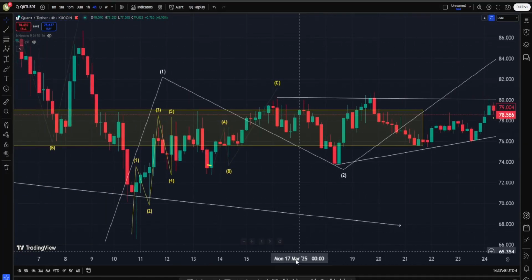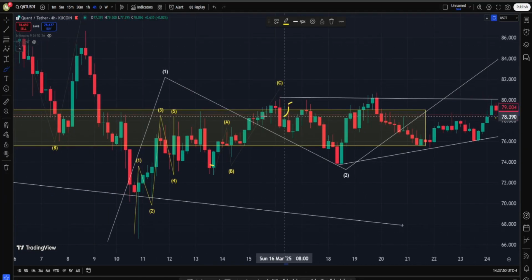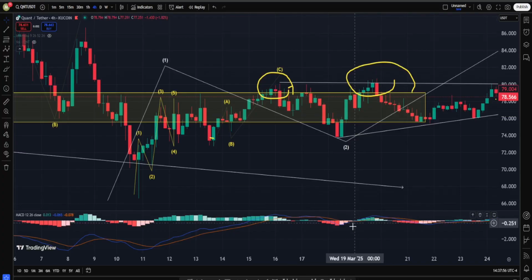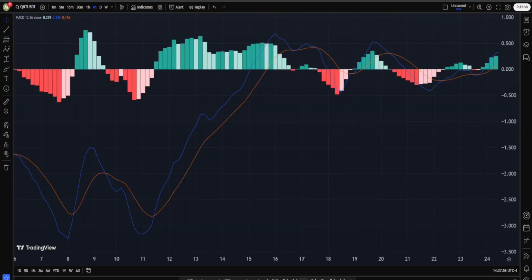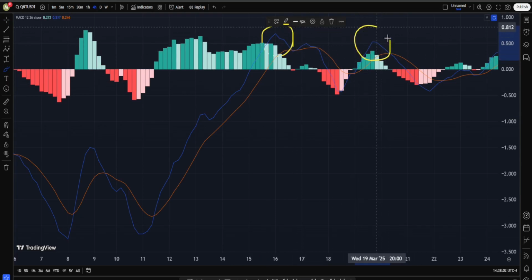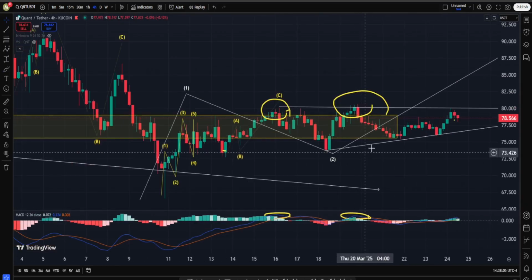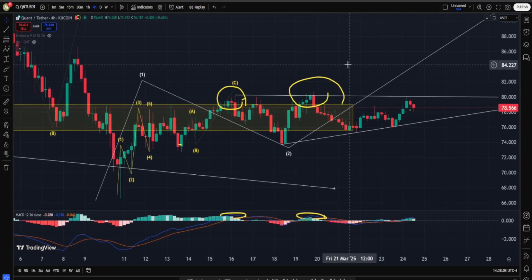So what do we have in this area? This is a high. The other one is a higher high. Now let's check out MACD and let's just zoom in. Okay, what do we have in here? This is a high. The other one is a lower high. So you probably know what I'm gonna say. This is a bearish divergence in quant.